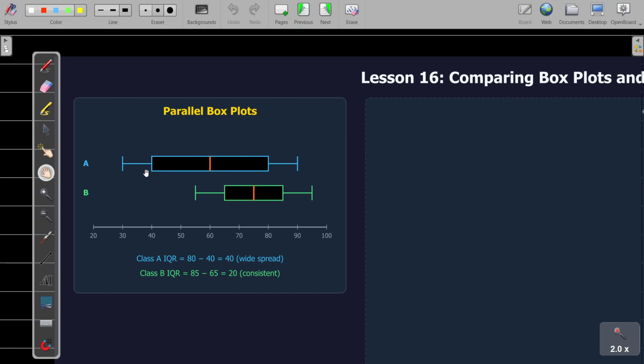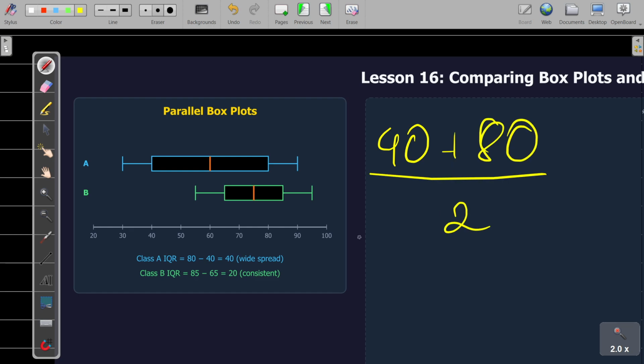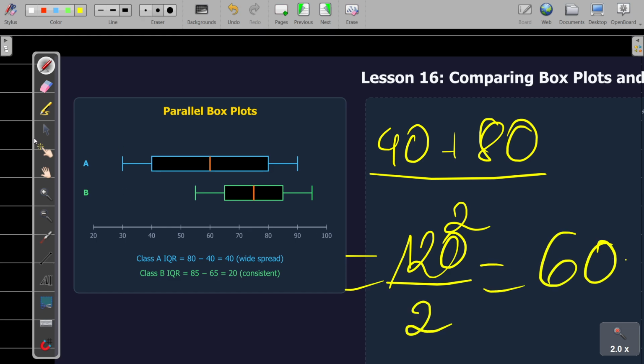So here's class A. The box goes from 40 to 80. The median is 60. And people ask about how the median is 60. Again, just do your calculations. We have 120 over 2. This is going to give us 60.